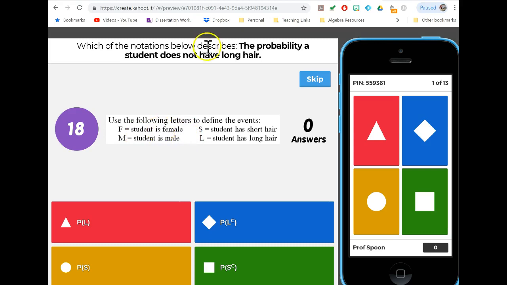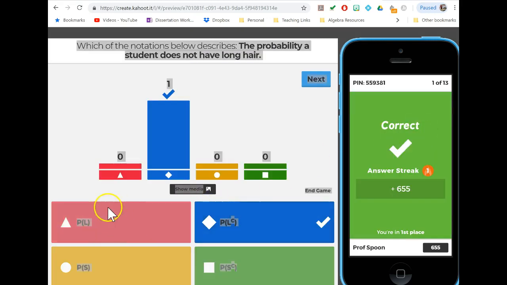So nothing here about the student's gender, right? Male or female or sex, but there is only this idea of long hair and we have a not. So we should be using blue for the not complement. We don't want to just assume the opposite of long is short because we don't know that these are binary, right? That there's this one or the other. There could be medium length or something else. So we do want to use that complement notation.